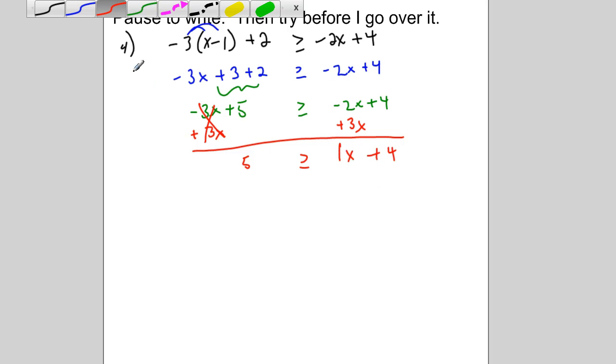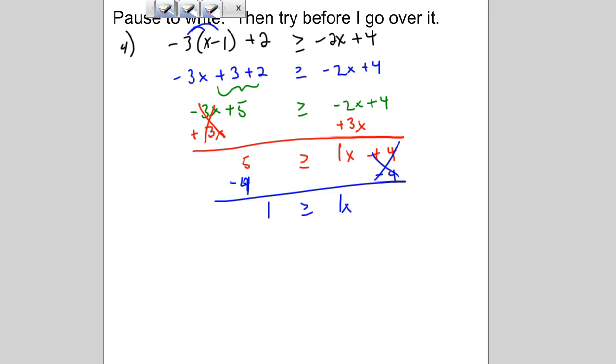You want to get the x all by itself as your eventual goal. So we're going to subtract 4. Subtract 4. This will 0 out. 4 negatives and 4 positives cancel each other out. So you're left with 1x on that side. And this is 5 minus 4, which is 1. Sorry, that's just 1. Okay.